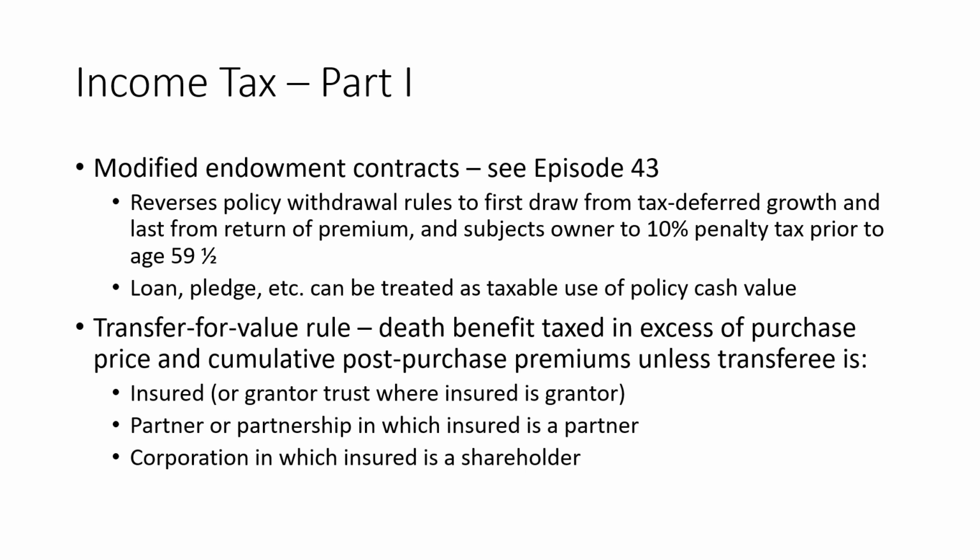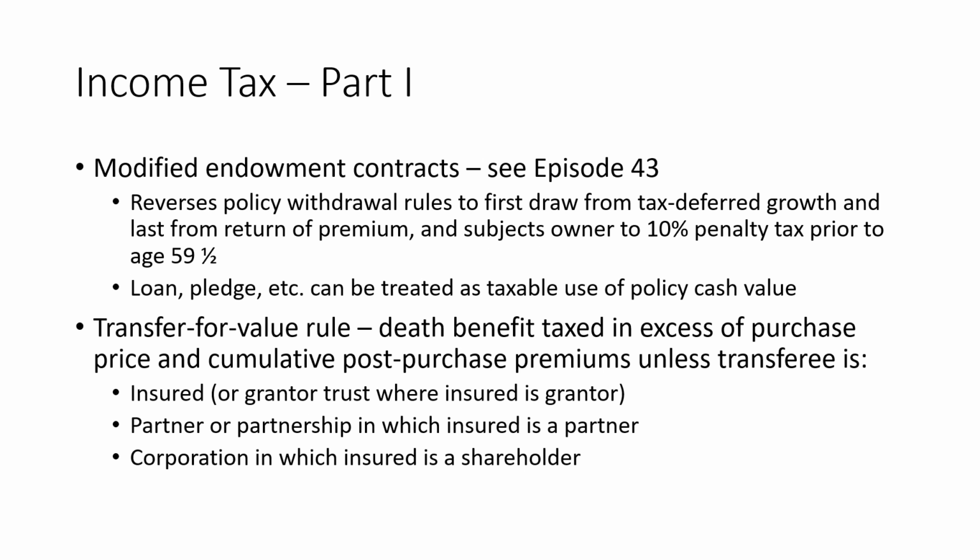Now, significantly, not only is that order of payment reversed, but the owner has a 10% penalty tax on any withdrawals or use of the cash value prior to age 59 and a half. And it's important to note that it's not just a direct withdrawal. This could apply to any sort of benefit from the cash value, like a loan or a pledge or anything like that, that could be a taxable use, quote unquote, of the policy cash value.